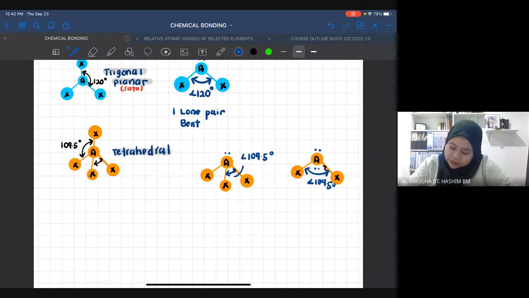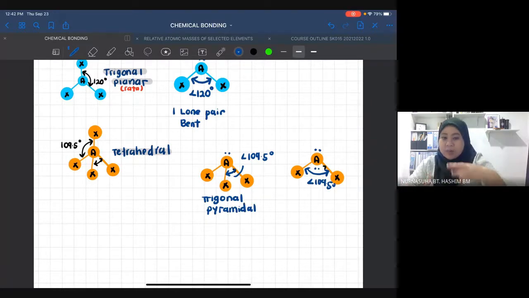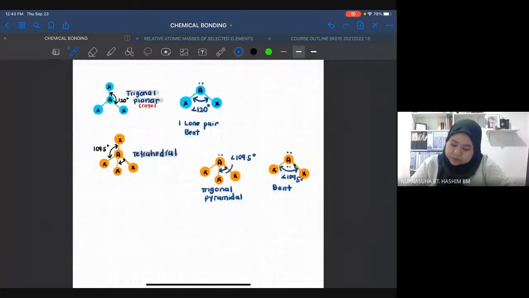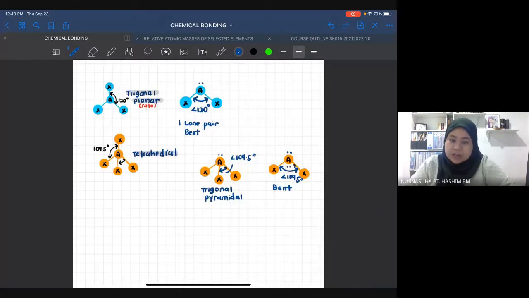Okay, so kalau yang dibentuk dia tadi Trigonal Bipyramidal. Kalau bipyramidal, dia mesti ada dua piramid. Sekarang, since you ada satu sahaja piramid, so Trigonal Bipyramidal. So this one bentuk dia macam tadi, bent. Okay, so ini situasi kalau ada satu dan kalau ada dua lone pair.